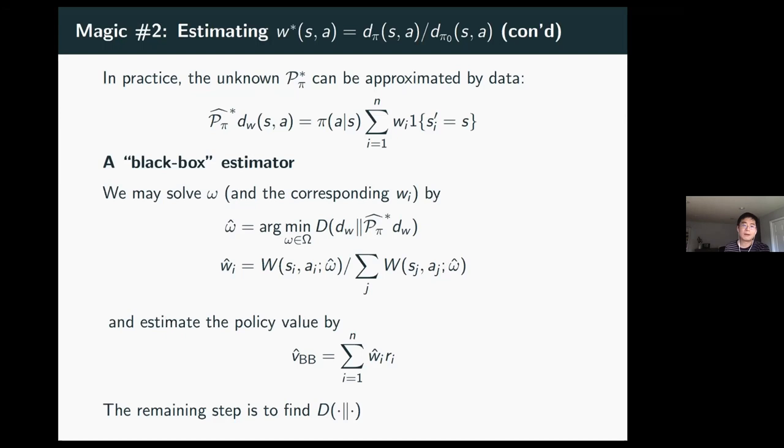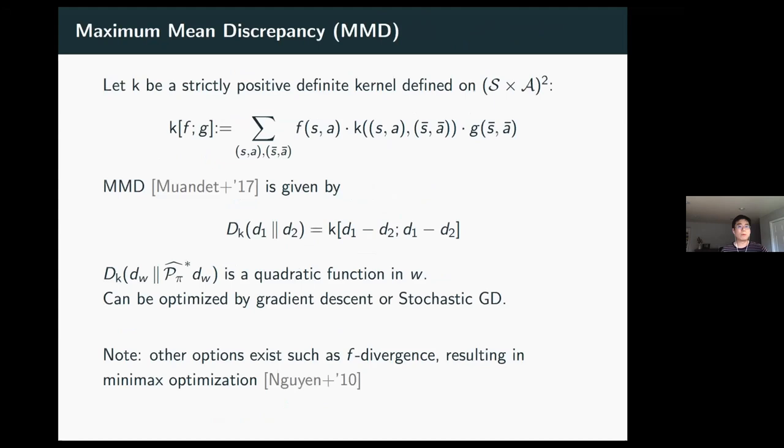Okay. So now the remaining step is to find D. There are many options to choose the D, which is the discrepancy function. One way is the maximum mean discrepancy, or MMD. It's a kernel-based approach where you define K to be a strictly positive definite kernel defined on pairs of state actions. And then you can define this function K of f, g, where f and g are functions on state actions. It computes the similarity between f and g. You can think of it that way.